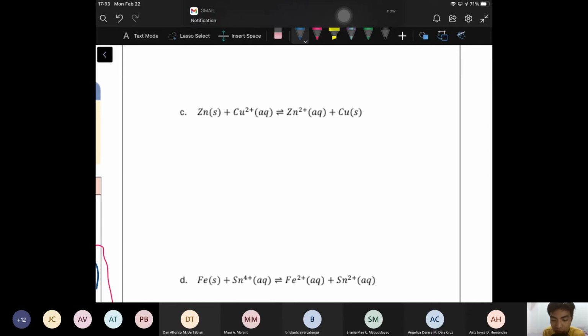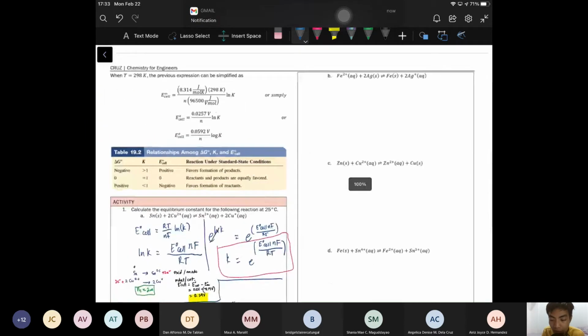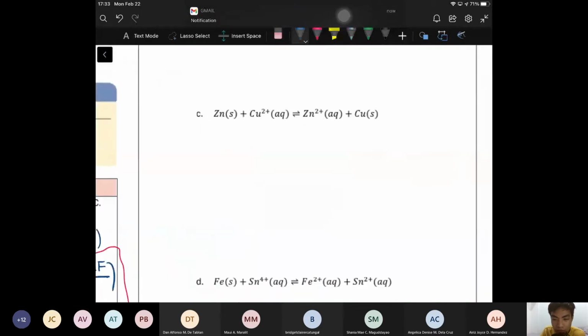Ano gagawin natin? Ano ba yung tanong? Solve for equilibrium constant. So to solve for K, we already know the equation. Sana hindi nyo naririnig yung maingay sa background. So to solve for K, that's exponential E cell NF over RT. Hanapin natin yung E cell.